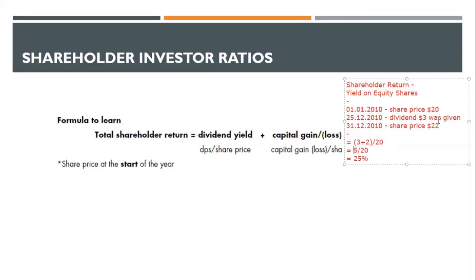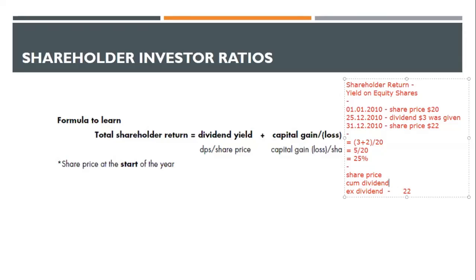Now, why did I use this date, 25 December? I'm sure you know that we say share price could be cum dividend and it could be ex dividend. What is cum dividend share price and ex dividend? Can somebody speak? Cum dividend means including dividend. Exactly. And ex dividend means excluding the dividend. So ex dividend means after dividend.